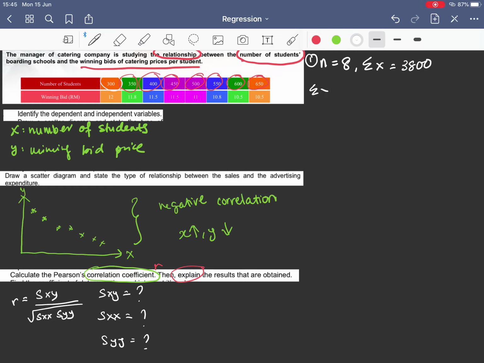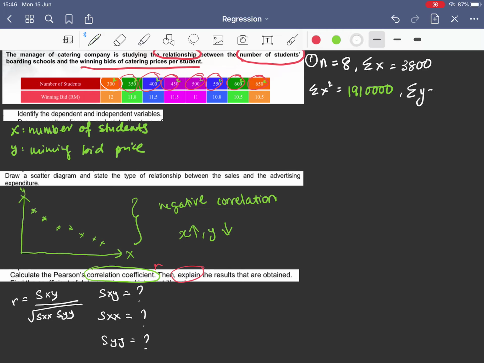Next, summation of x square. Summation of x square is, you have to square the x. 300 square plus 350 square plus 400 square plus 450 square plus 500 square plus 550 square plus 600 square plus 650 square. So what did you get for your summation of x square? My answer is 191,000. Okay, next.